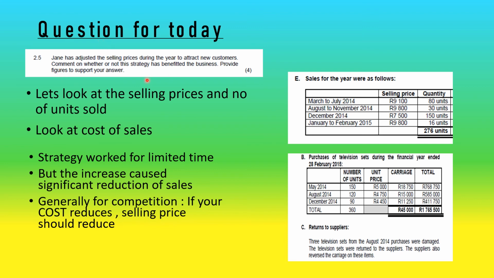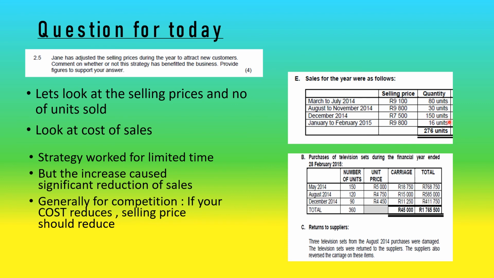We know that she adjusted her strategy during the year. So here she sold 80 units from March to July, then she sold 30 units, then she sold 150 units. That's a lot, right, compared to what was sold previously. And then she sold 16 units. That looks significantly lower than what was sold even before during the year. So you can see that the strategy that she implemented during the year worked, right? So she was able to sell more units during December.